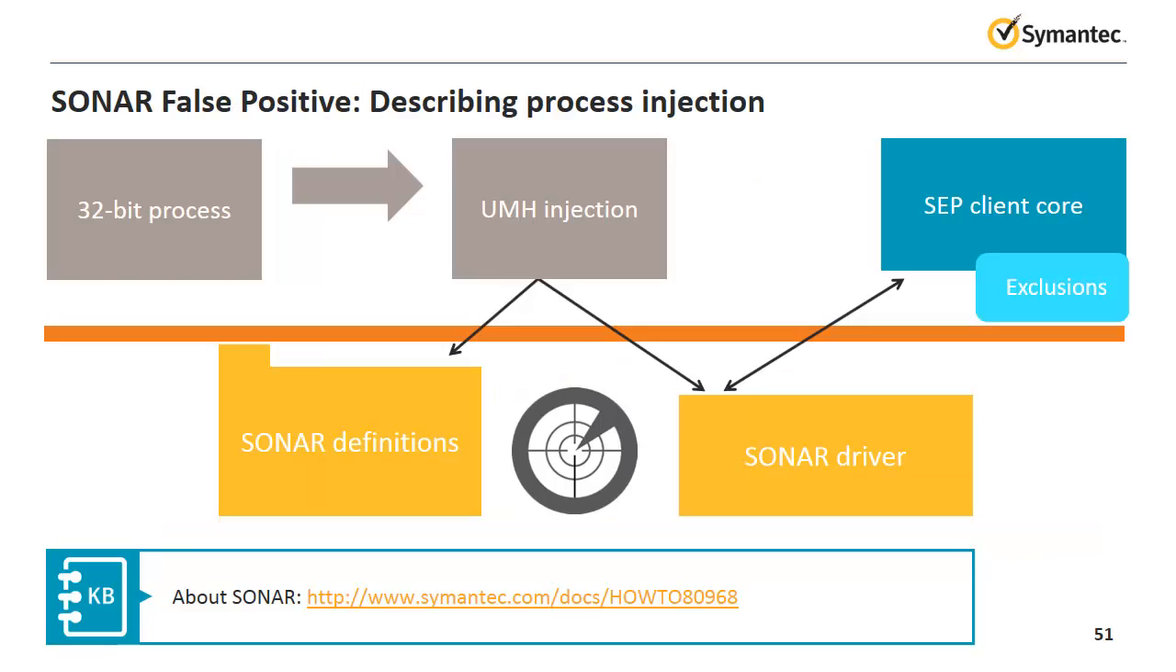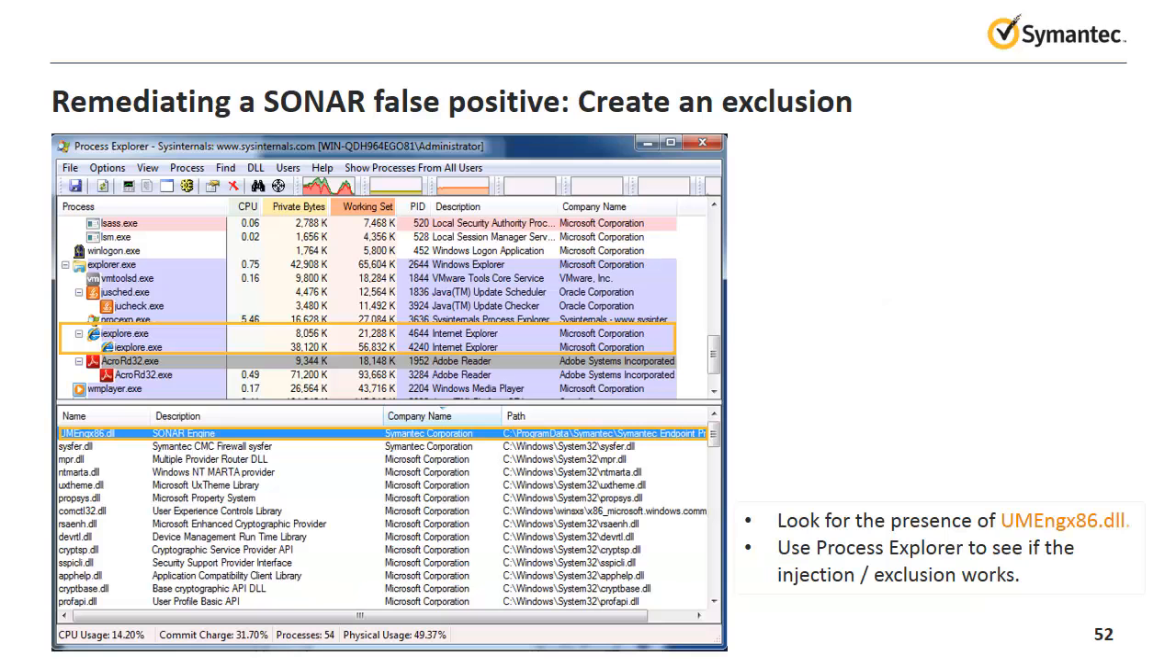Sonar might inject some code into applications that run in Windows user mode. Sonar injects code to monitor for suspicious activity. In some cases, the injection might affect the application performance or cause problems with running the application. You can create an exception to exclude the file, folder, or application from this type of monitoring. For more information on sonar injection, see the KB listed on the screen.